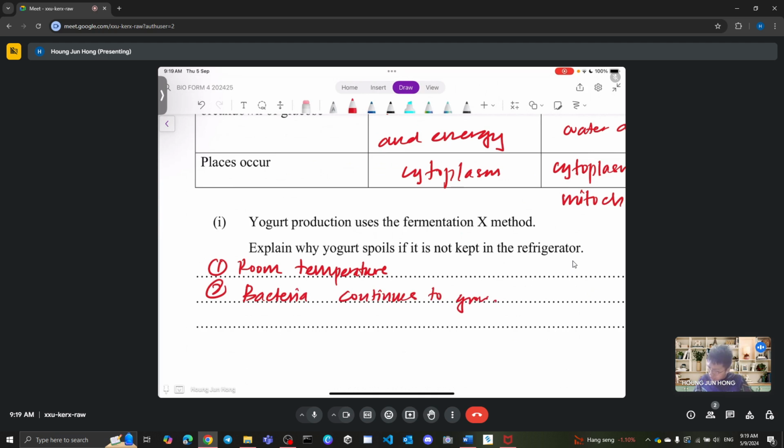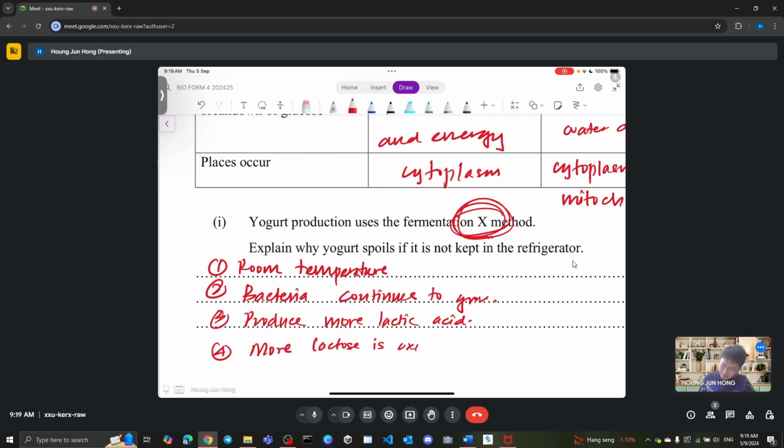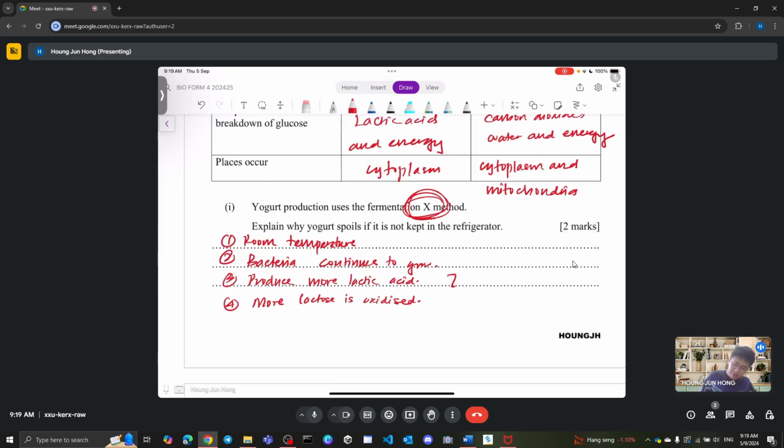And then you can say, yes, this continues to do lactic acid fermentation. So that's why they produce more lactic acid, because they are doing this process of lactic acid fermentation. They produce more lactic acid, from more of the lactose. Remember, the lactose is being oxidized. So that's why after everything, it will become very sour. So the yogurt becomes very sour.